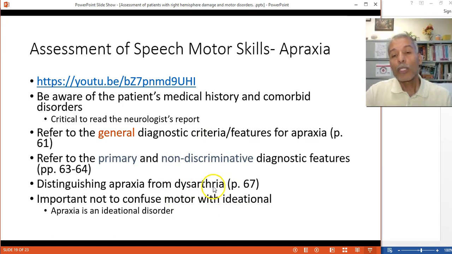Distinguishing apraxia from dysarthria, you will find page 67 gives you a lot of information. But generally, apraxia is an ideational problem. The muscle system is working perfectly. However, I might be sitting by myself and saying, pop, pop, pop, pop, pop, pop, or going like this or like that. I can do that. But if you order me, or ask me, in other words, to do these movements, I am not going to be able to do them simply on command.